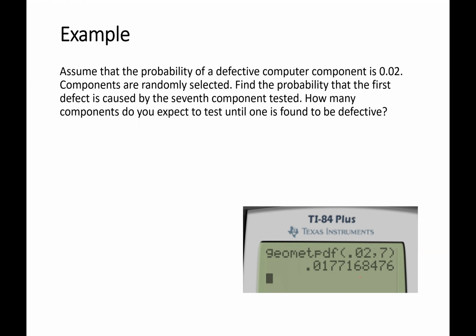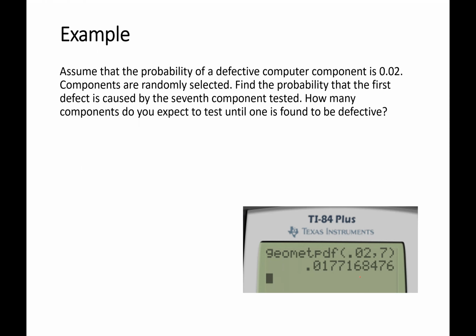Now that we already see how to do this on the calculator, let's talk about the problem. Assume that the probability of a defective computer component is 0.02. So 2% of the computer components are defective, which means 98% of them are not. Components are randomly selected. Find the probability that the first defect is caused by the 7th component tested.